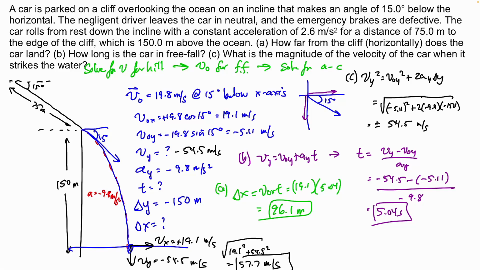Why were we not at 19.8 cosine 15? Wasn't it 0? No, it comes off the cliff at 15 degrees below the horizontal, so it doesn't come off the cliff perfectly horizontally. If it came off perfectly flat, then it would be 0 degrees. No, wasn't it 0 meters per second, like its initial velocity? This is an excellent question. It was 0 up here.